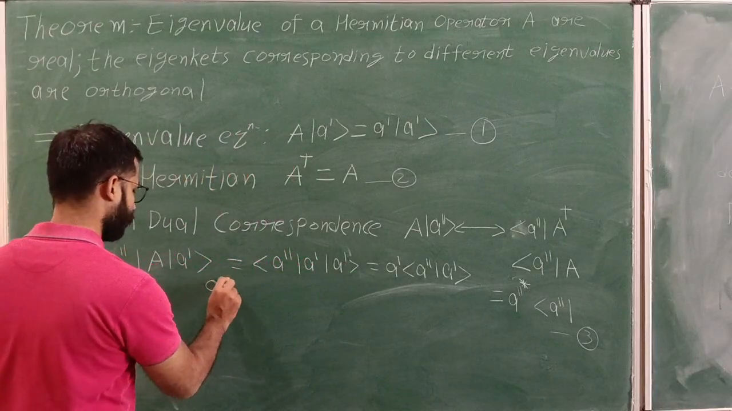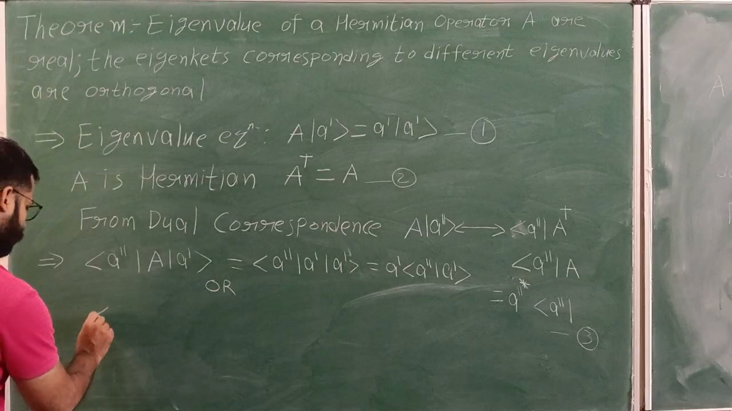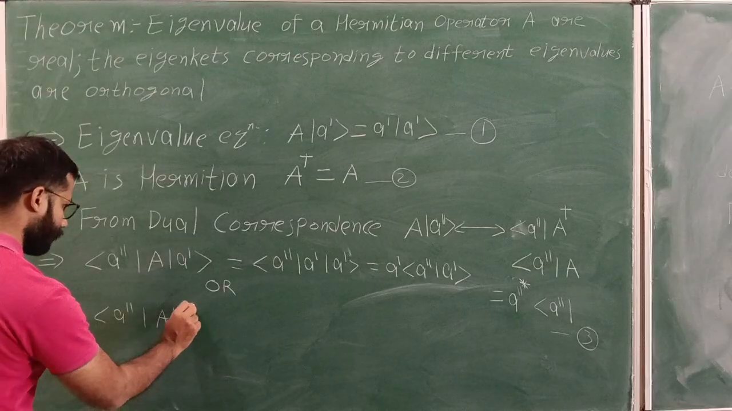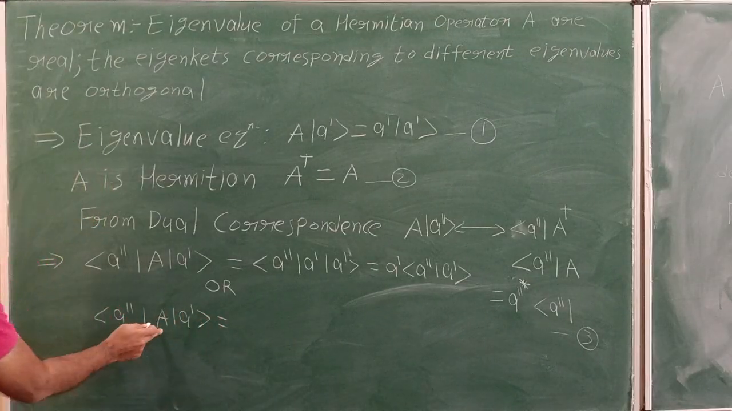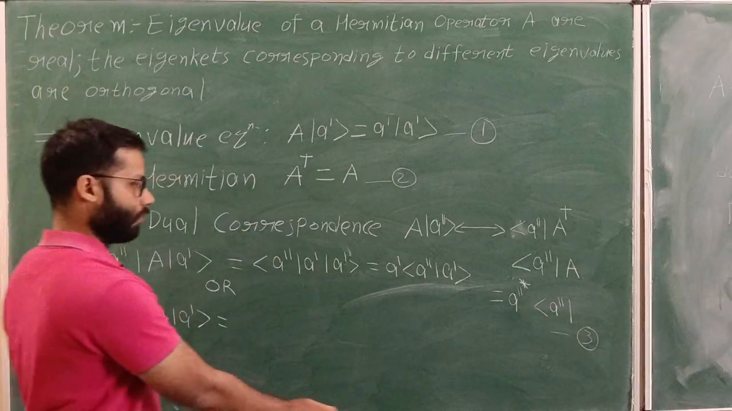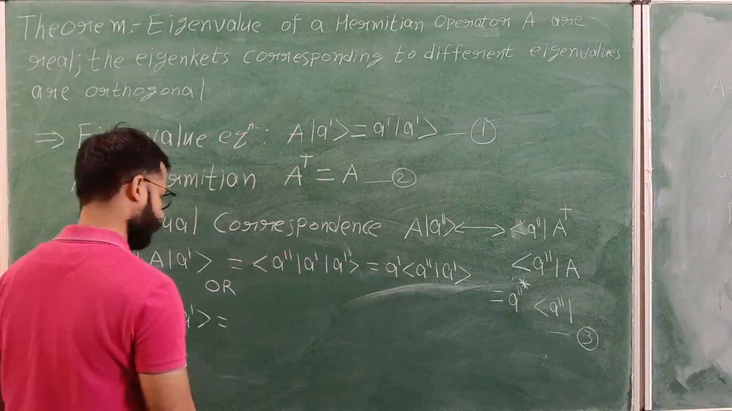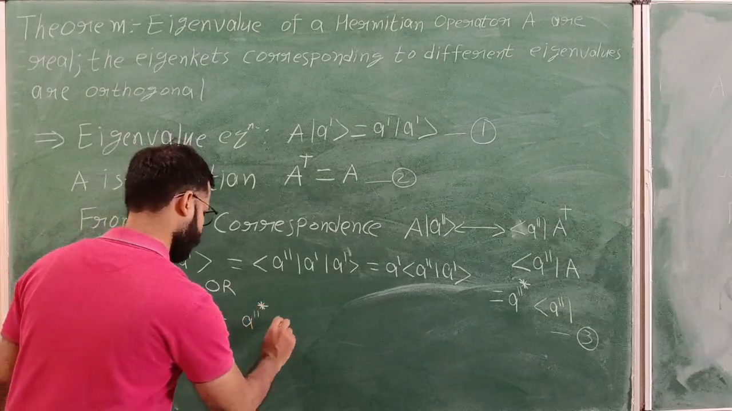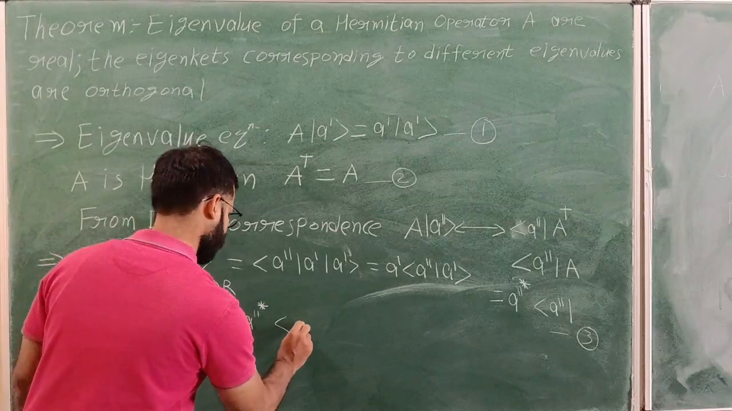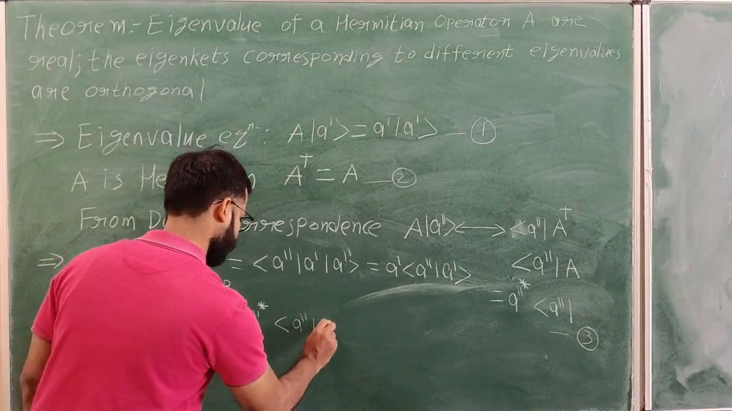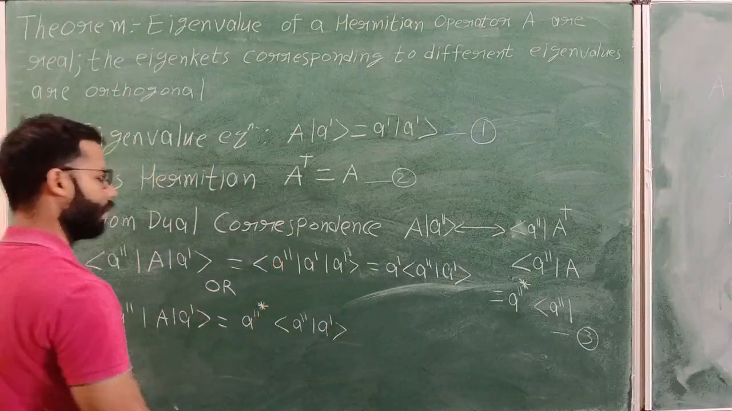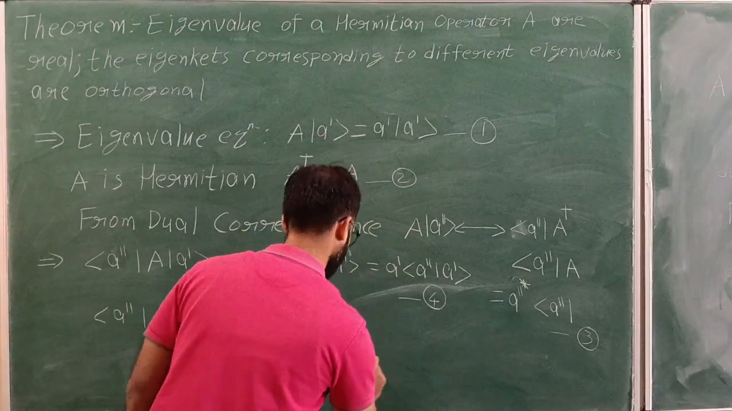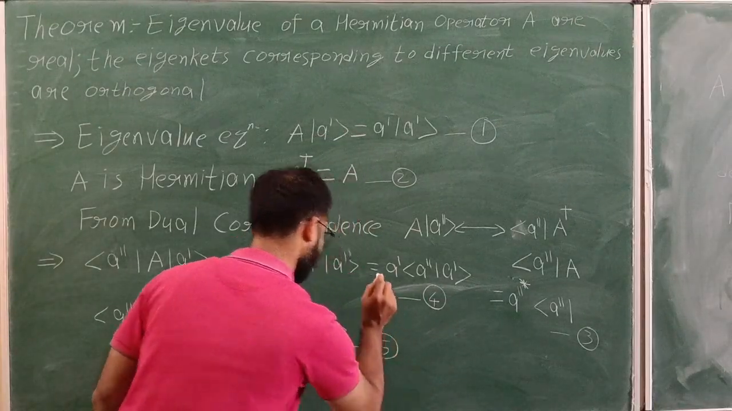Or A can act on this, which we know is going to give me this. So A double prime complex conjugate. Say this is 4, 5.